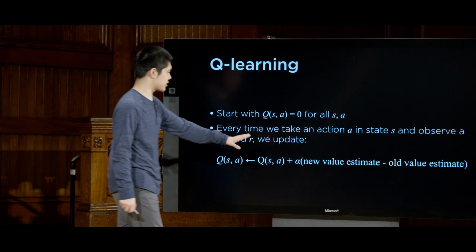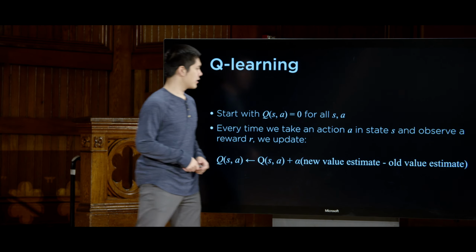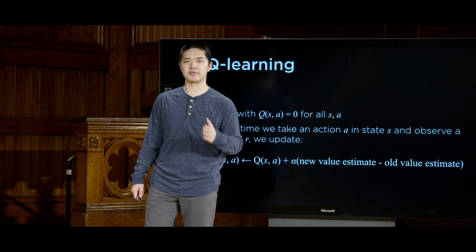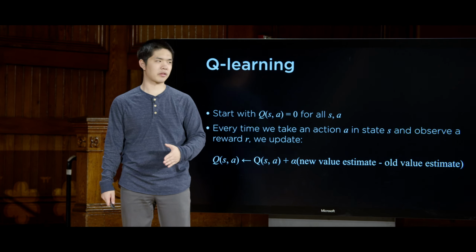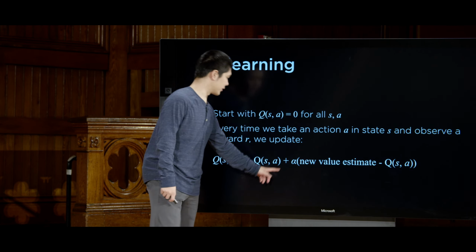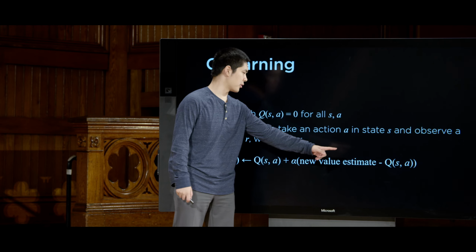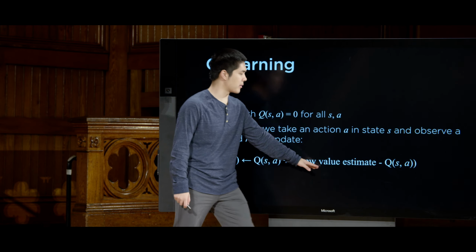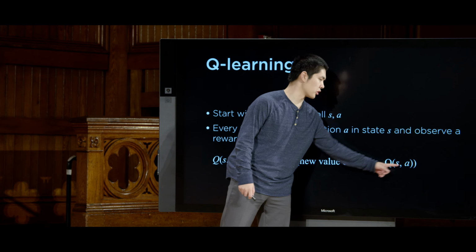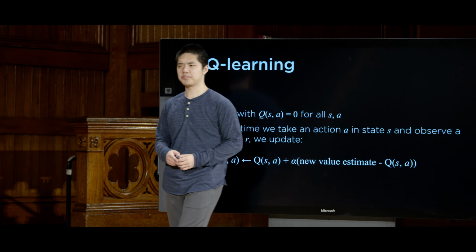We can put this equation a little bit more formally as well. The old value estimate is our old estimate for what the value is of taking this action in a particular state. That's just Q(S, A). So we have it once here, and we're going to add something to it. We're going to add alpha times the new value estimate minus the old value estimate. But the old value estimate we just look up by calling this Q function.